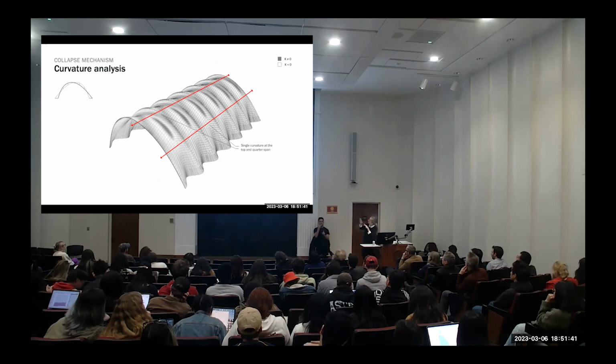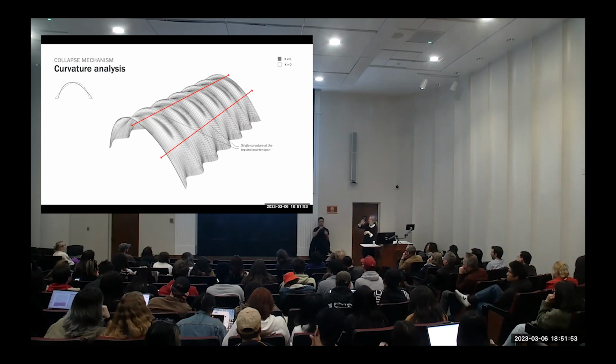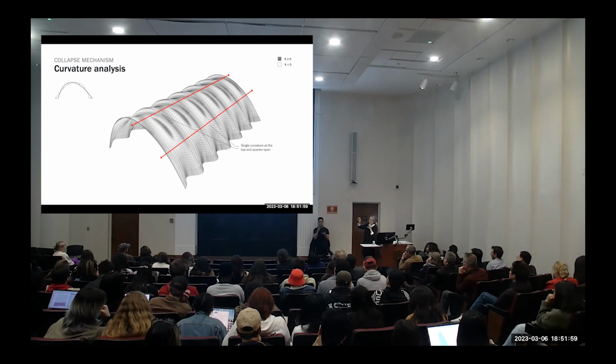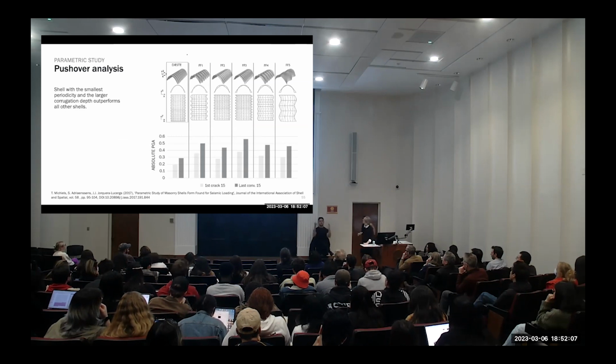So in our geometry, most areas are doubly curved, meaning they're curved in both directions, a bit like a sphere. But there are some areas that are singly curved, meaning they only have curvature in one direction, like for example a cylinder. And so the singly curved areas are less stiff, so they are going to deform more, and that's where the cracks start occurring.